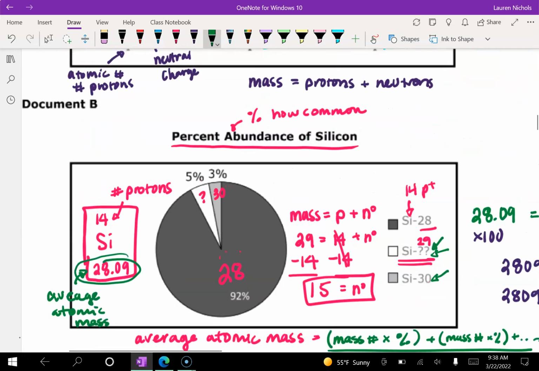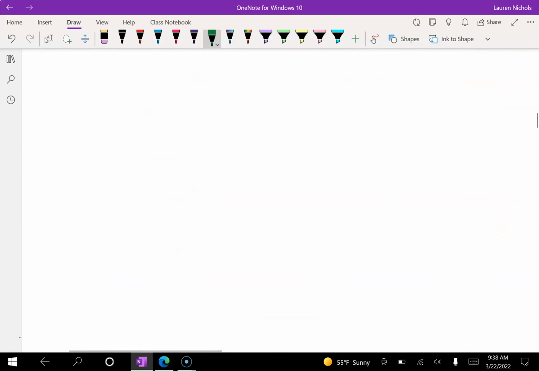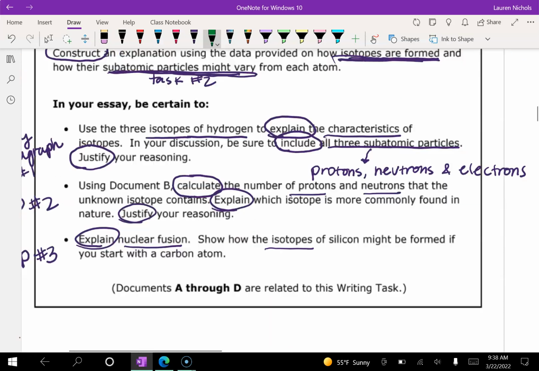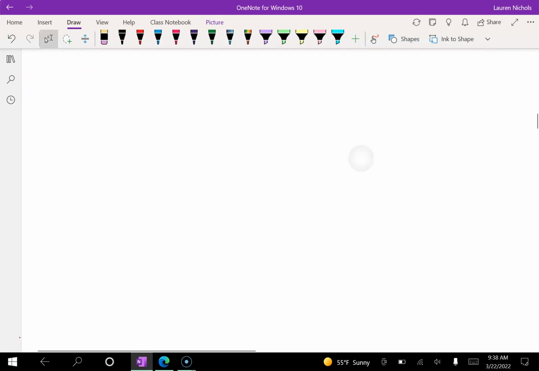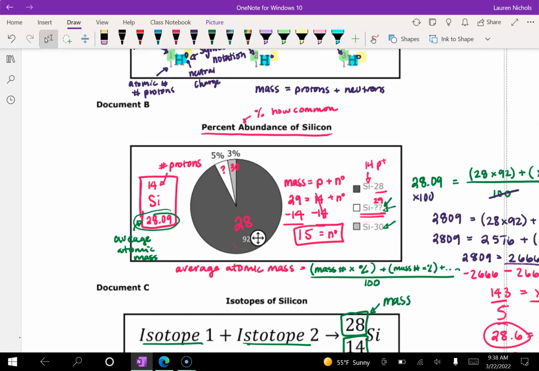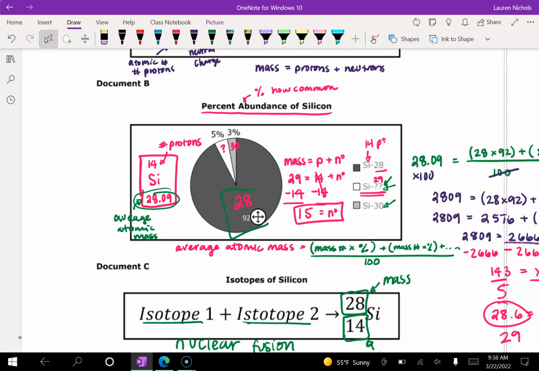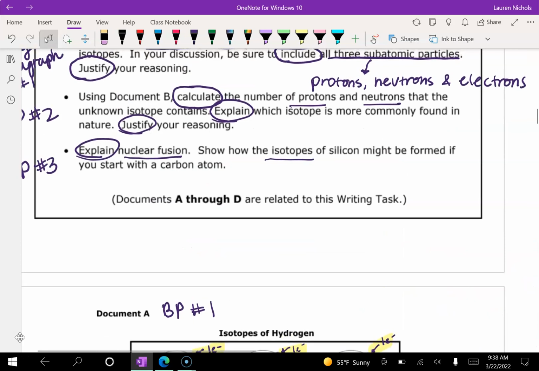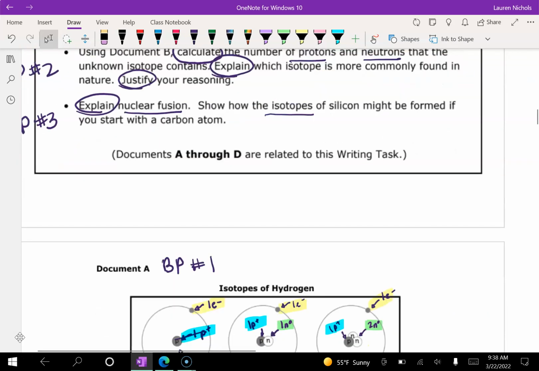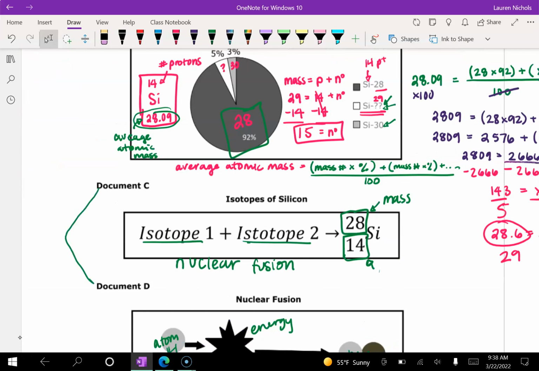Now, bullet, we are definitely number 2, because it wanted us to calculate. It also wanted to explain which one was the most common, and we can see that as being isotope 28. It's 92%. But document C and D are for body paragraph number 3. So both of these would be used in body paragraph number 3.